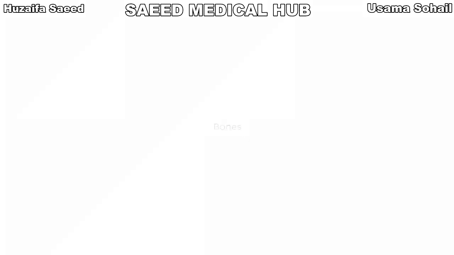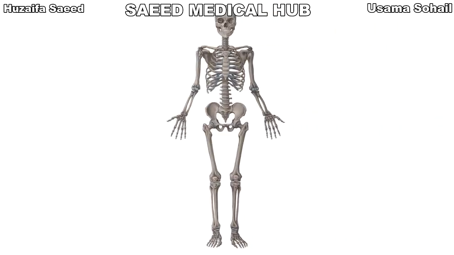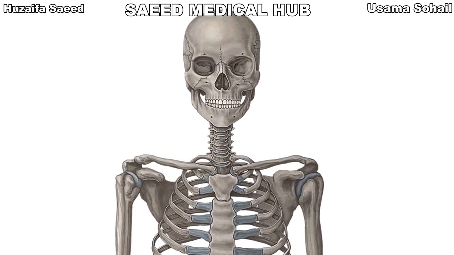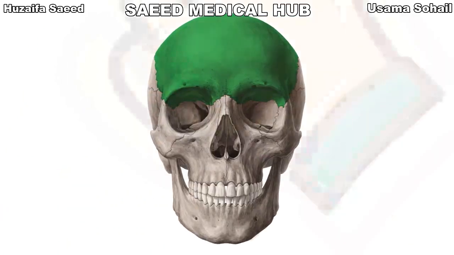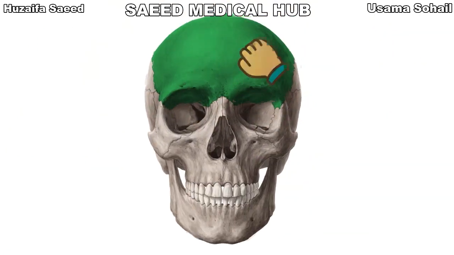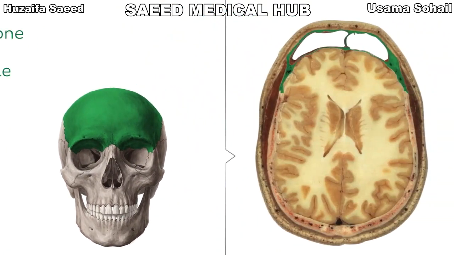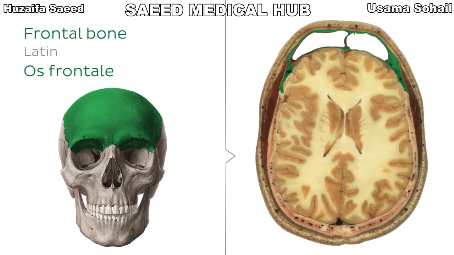The first set of structures we'll identify are the bones at the level of the caudate nucleus. So at the level of the caudate nucleus, we're looking at the head, and therefore the bones we identify will be part of the skull, specifically the neurocranium, which houses the brain. Anteriorly is the bone that makes up your forehead. And this is the frontal bone. The frontal bone is a single bone that protects the anterior portion of the brain.